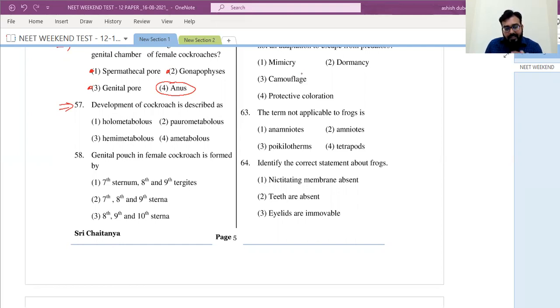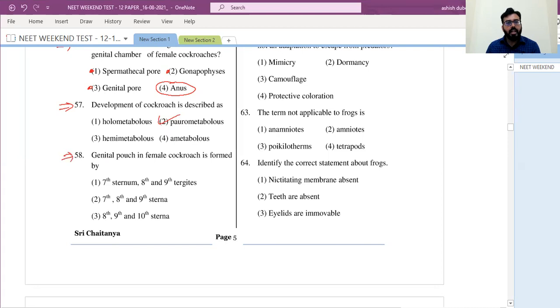Porometabolous is that type of metamorphosis in which there is gradual progression. It means there will be egg, then nymph, then adult. So the porometabolous development is there in the case of cockroach. So the answer should be second.